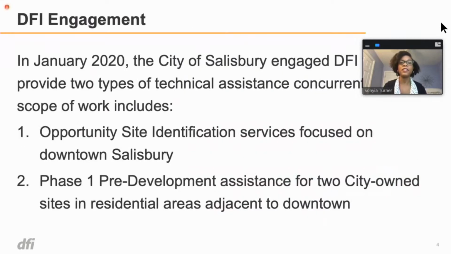And for the city of Salisbury, we were specifically engaged to provide two types of technical assistance: opportunity site identification services focused in downtown, and then phase 1 pre-development assistance for the 2 city-owned sites and residential areas adjacent to downtown. And that is the Kesler Mill site and the Civic Center site.